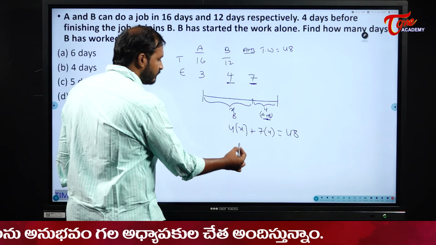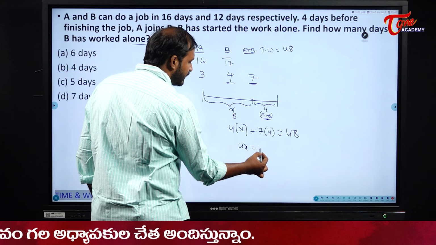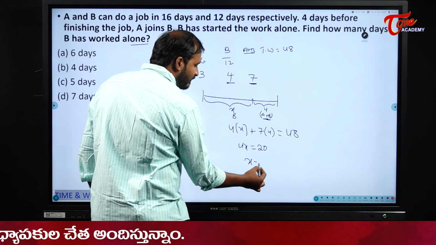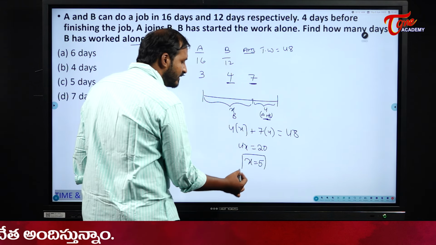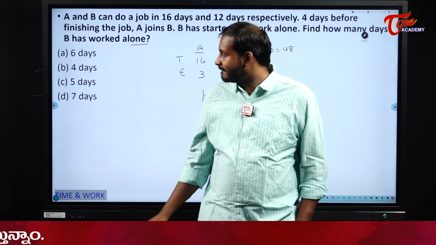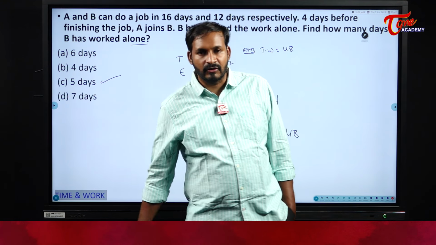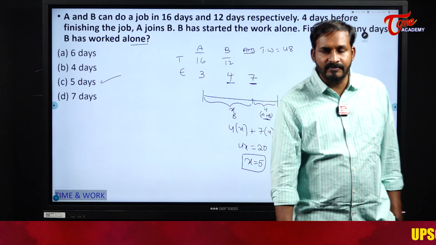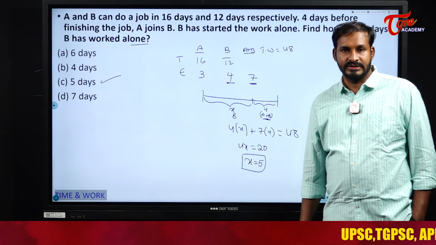So what happens to this 4x here? 4x will become 20. So x becomes 5 days. That means initially B alone worked for 5 days. So very simple questions if you know the concept.